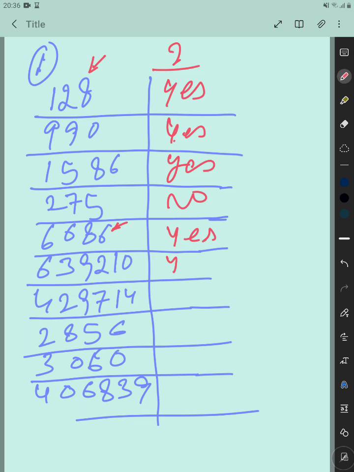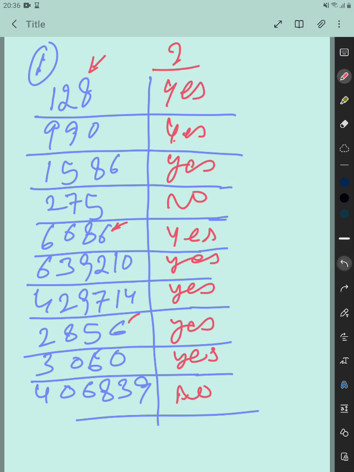We are only taking out the ones place digit. So it is 0, yes. 4, yes. 6, yes. And 0, yes. And 9, it is no. Why is it no? Because 9 is an odd number. So we have completely written whether they are divisible by 2 or not.